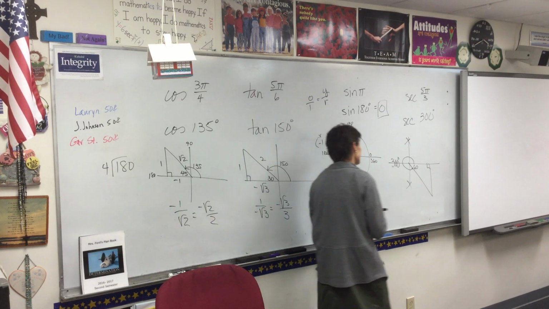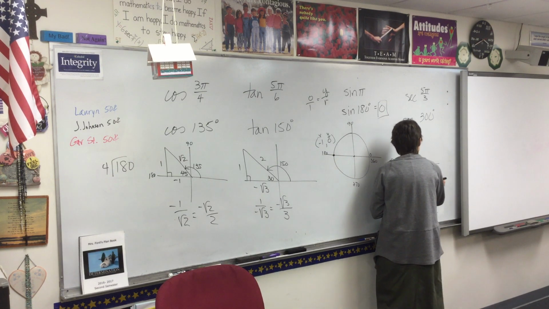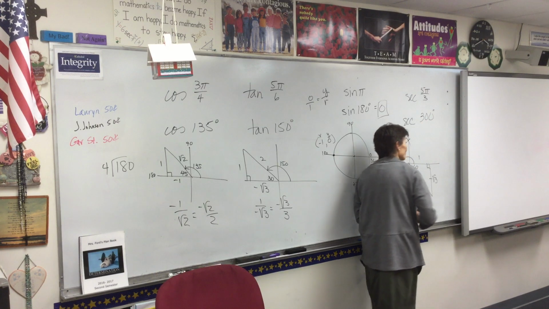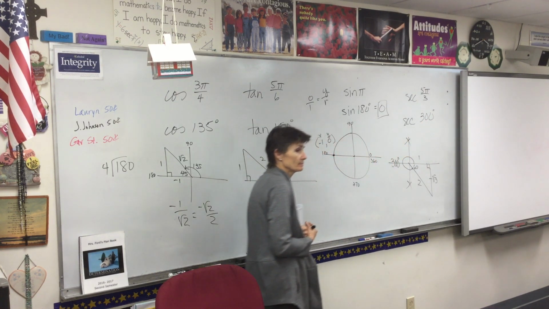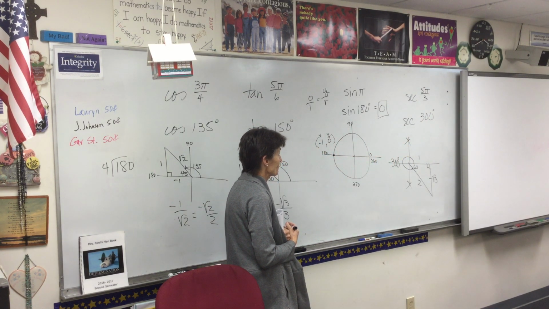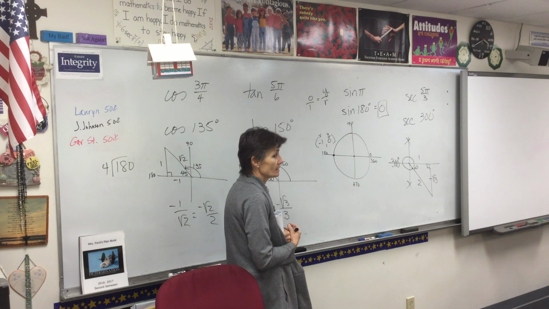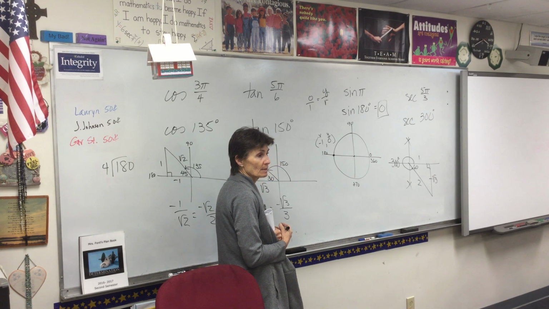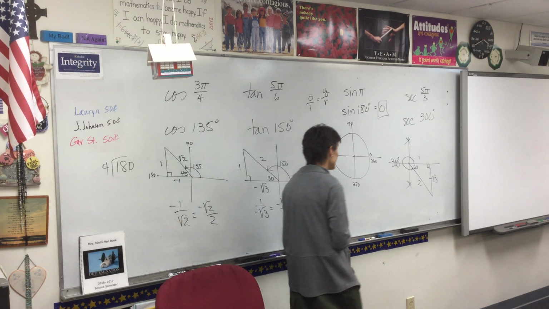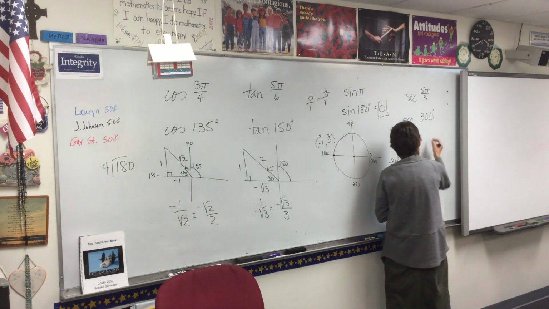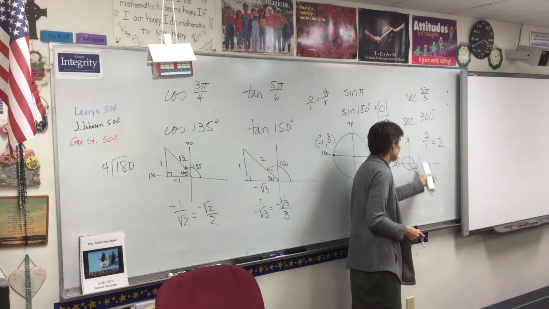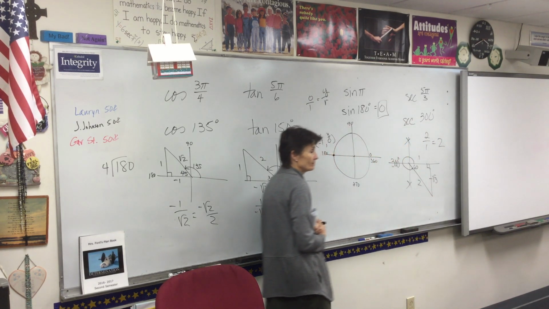All right, what are the sides? 1, root 3, 2. Isn't it negative root 3? And the root 3 would have to be negative. And I want secant. That's hypotenuse over adjacent. Hypotenuse over adjacent. Very good. So that'd be 2 over 1 or 2. Hypotenuse over adjacent.